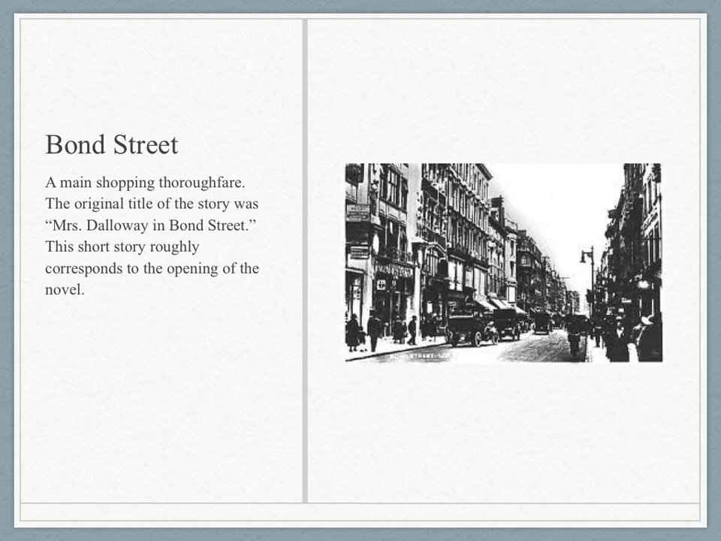Bond Street, where Clarissa goes to buy flowers, is a major shopping street just on the edge of Westminster. Before Mrs. Dalloway was a novel, it was a short story called Mrs. Dalloway in Bond Street. In the story, Clarissa goes out to buy some gloves and gets into a conversation with the shopkeeper about how the quality of gloves is not the same now as before the war. The story very roughly corresponds to what happens in the first couple of pages of the novel, so Woolf obviously added a great deal to her original idea. But just as in the short story, Woolf is exploring what it means to say the war was over.